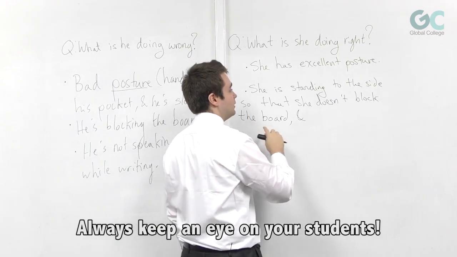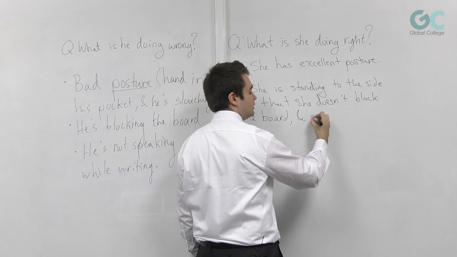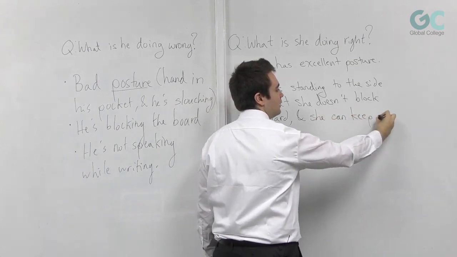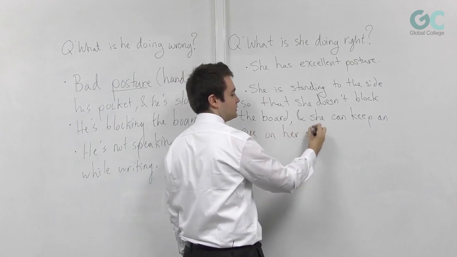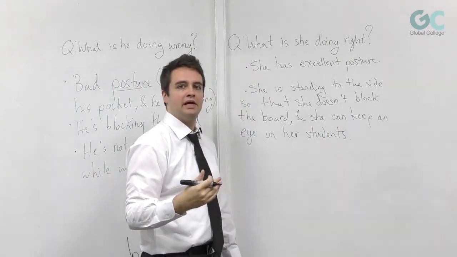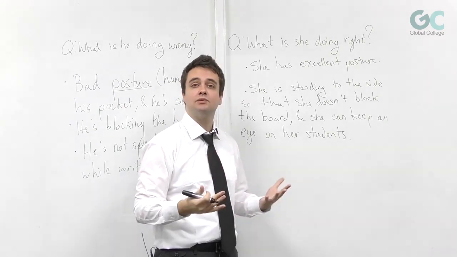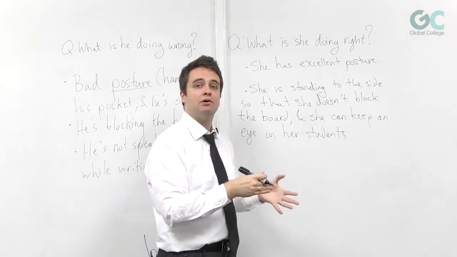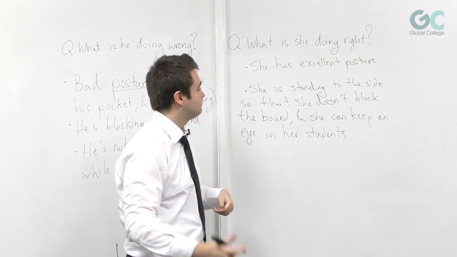So we could also say here, yeah, she is standing to the side so that she doesn't block the board, and she can keep an eye on her students. And if you have a really tough class, and maybe you got a class with a lot of poorly behaved kids, maybe for some reason it's really tough, yeah, you definitely want to keep an eye on your students, right? You want to keep an eye on Brian and Peter. Otherwise, they might do something bad while you're doing something on the board.